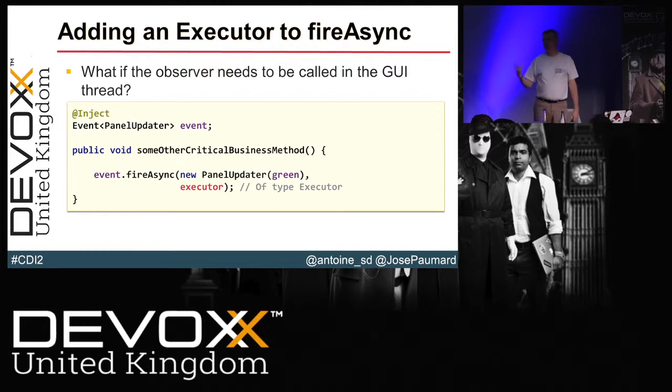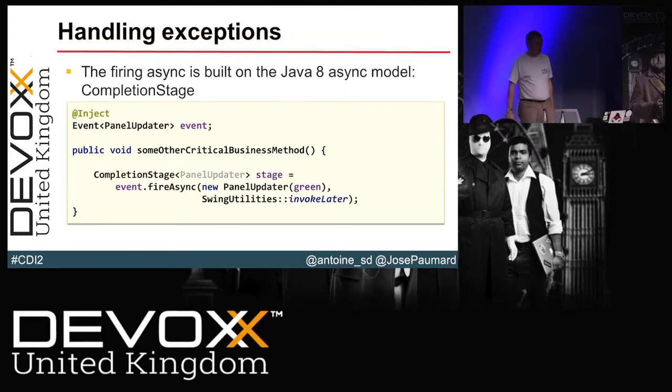Basically, an executor provides a pool of threads. And what is nice is that it's a functional interface. I can implement it with a lambda expression like that. Nice pattern. What about the exceptions? Well, we decided that the fireAsync call will return the CompletionStage object. So far, the parameter is the panel updater. We need to think more about the implementation. It might not be that easy to do.